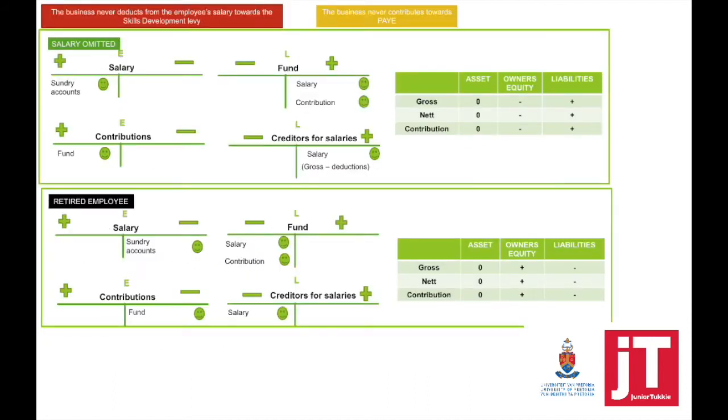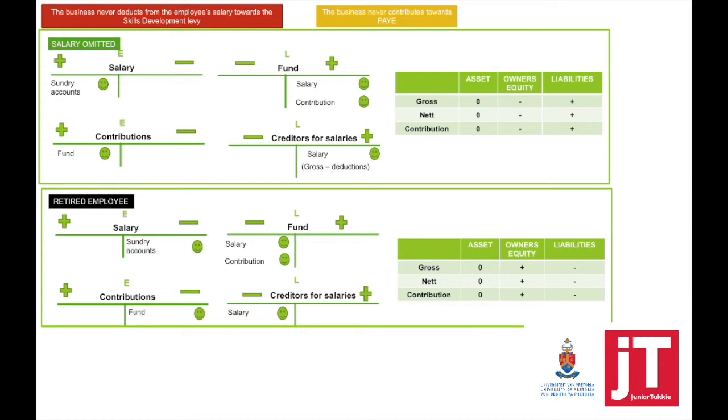If we look at an example, a salary which is omitted, it means that the gross salary should always be added to the salary account. Any deductions will go to the fund account. Gross minus deductions equals the net salary. Contributions is an expense to the business. So if it's omitted, it means we need to add it. Where do we add it to? The fund account.